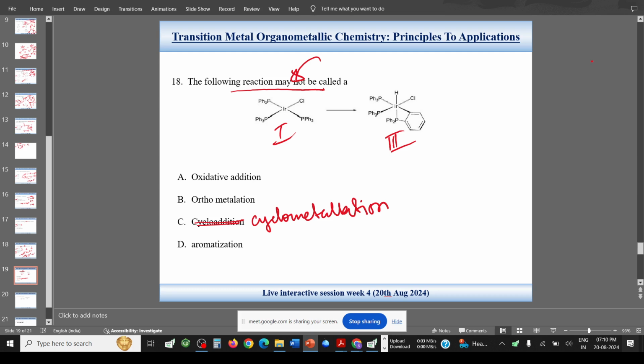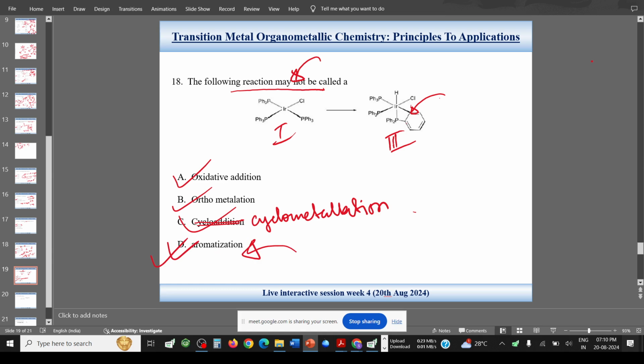Is it oxidative addition? Yes. Is it orthometallation? Yes. Why? Because the bond which is activated or attached to the metal is ortho to this phosphorus, right? Then it is also orthometallation. Is it cyclometallation? Yes, because the metallacycle is formed from iridium, carbon, carbon, phosphorus. That means a metallacycle is forming, so it is also a cyclometallation reaction. But here we need the one that may not be. So our right answer will be option D.